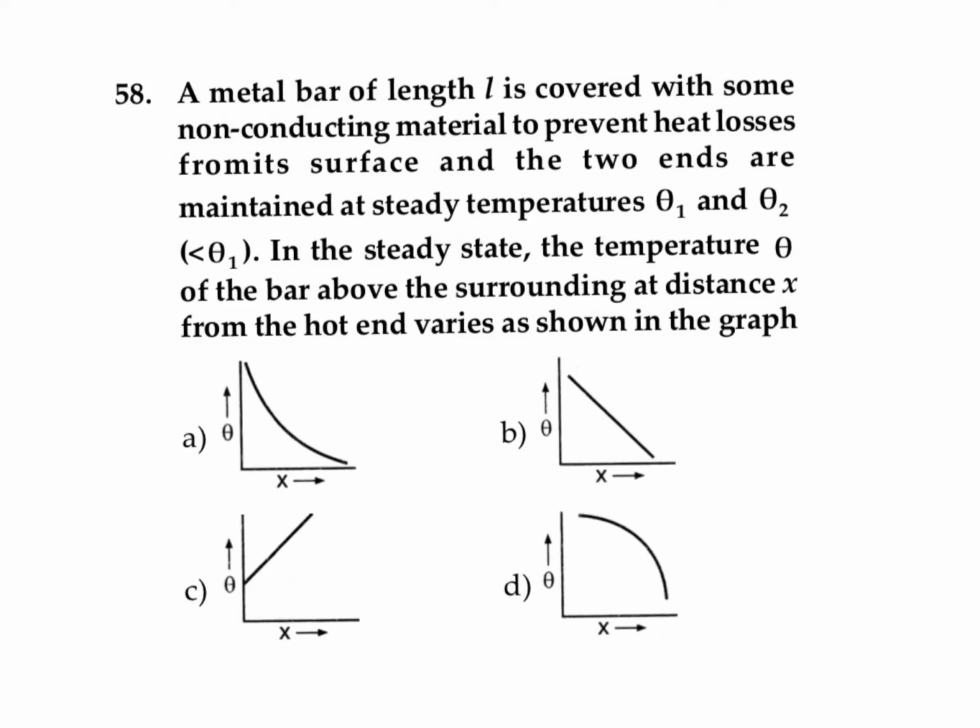It is given that a metal bar of length L is covered with some non-conducting material to prevent heat loss from its surface, and two ends are maintained at a steady temperature of theta 1 and theta 2. In steady state, temperature theta of the bar above the surrounding at a distance x from the hot end varies as shown in graph S.